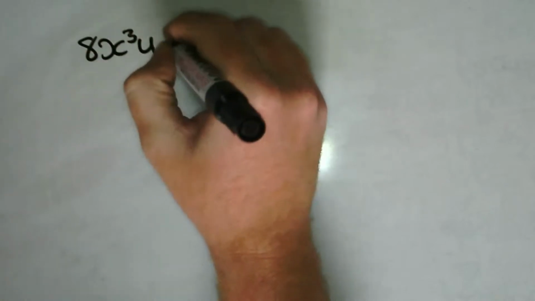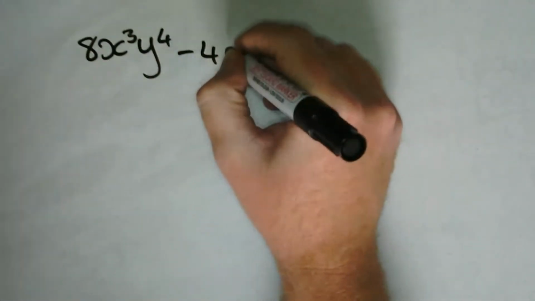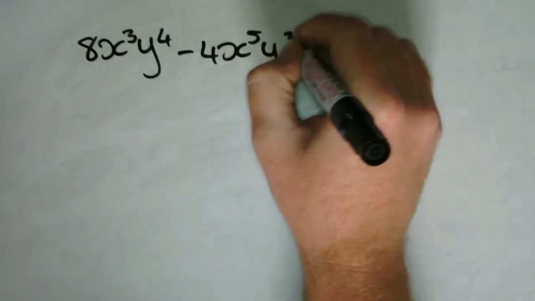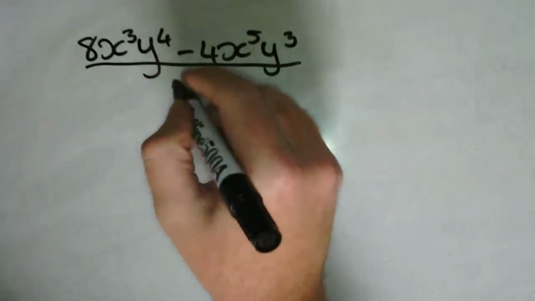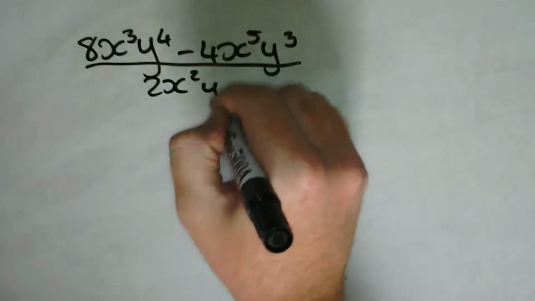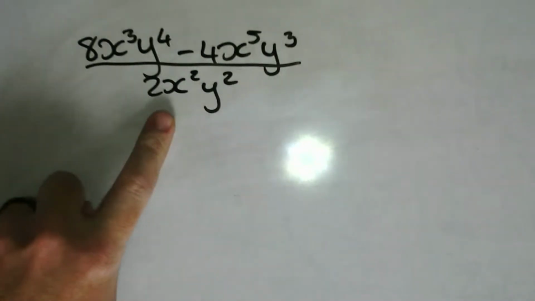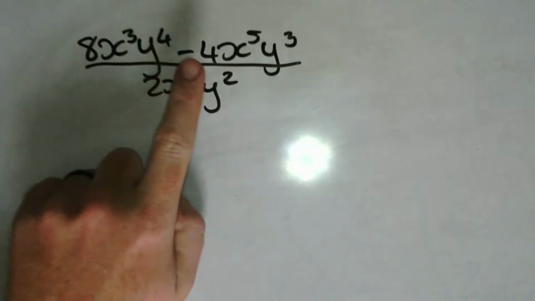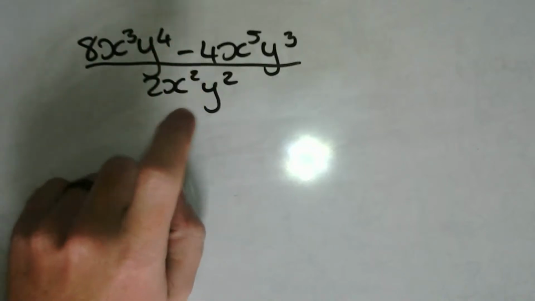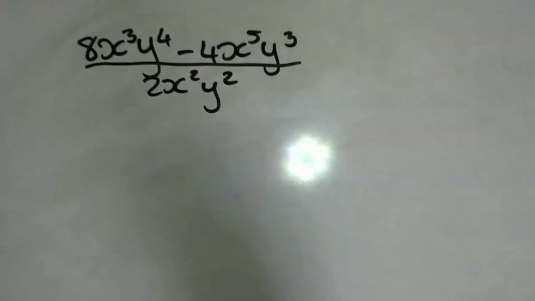So the next question is a bit tricky if you do not know what to do as your first step. So here's the question. We'll start off with 8x cubed y to the power 4, minus 4x to the power 5 y cubed, over 2x squared y squared. Okay, so the very first thing that you have to pick up is that you only have one term as a denominator, and at the top you've got a negative operation, which means that the very first step that you need to apply here is to split the fraction.